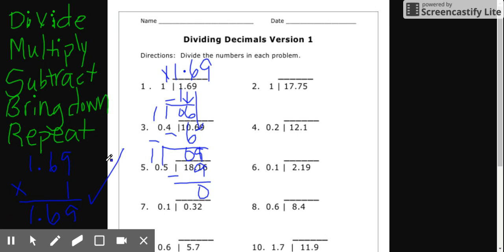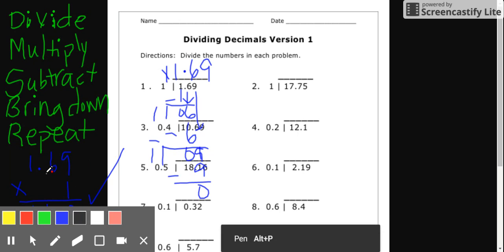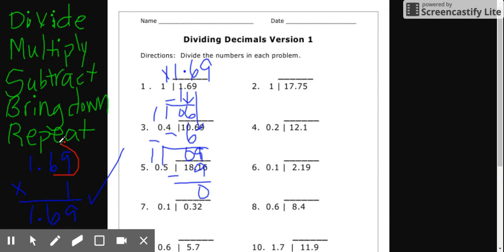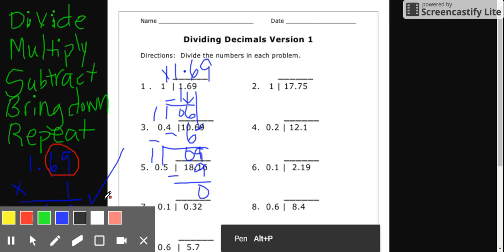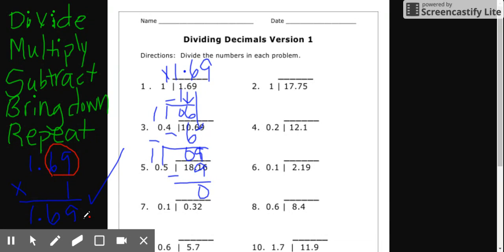Remember to put your decimal in the problem. You count to see how many numbers are to the right of the decimal. And to the right of the decimal in the problem, there are only 2 numbers to the right. So I should have 2 numbers to the right of my decimal in my answer. And as you can see, I will start at the end and I will count 1, 2, and then put my decimal in between the 1 and the 6.